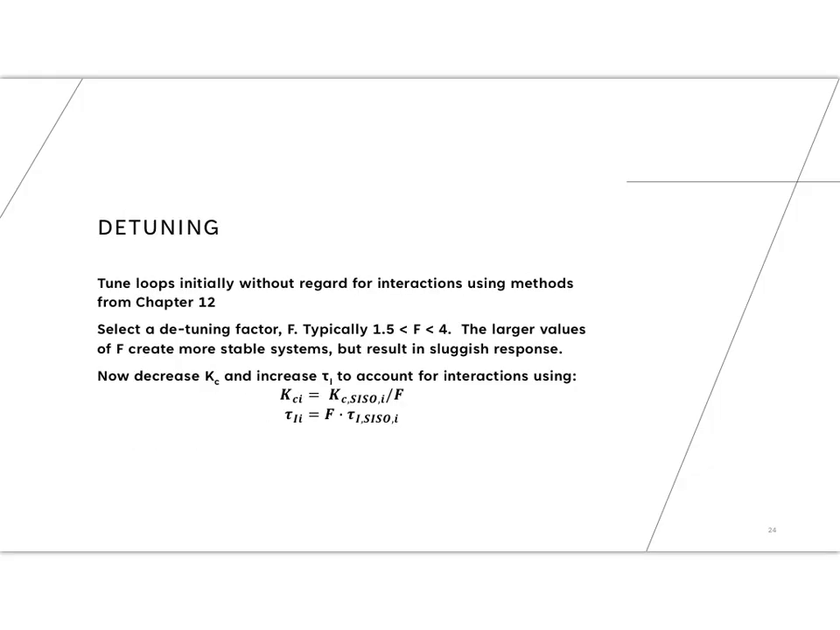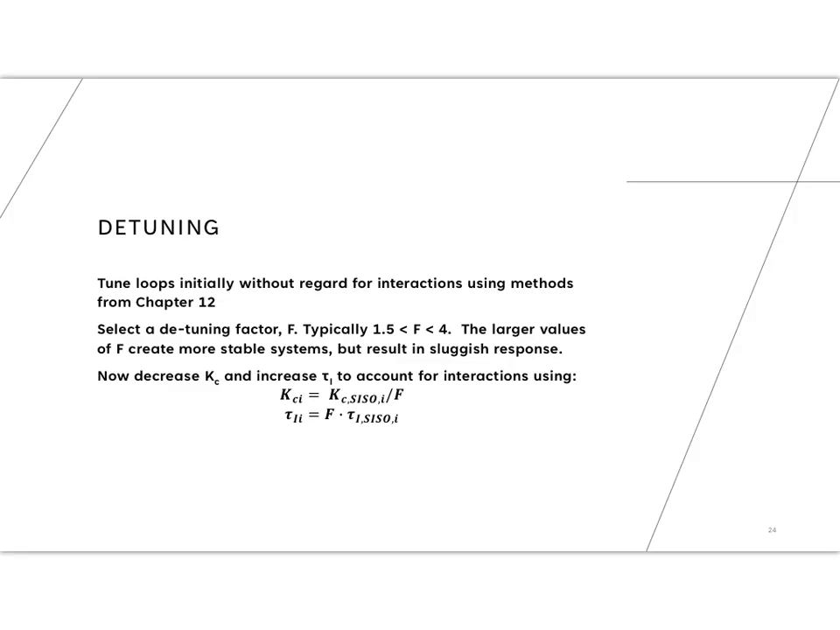So detuning basically says, those interactions can be a problem. So what they recommend is that you start by tuning the loops the way you would have back in Chapter 12. Use the MIMO method, whatever you need to. Go back and use a basic technique, find your best tuning parameters, and just set those as your values for each of your loops, as if they had no interactions.